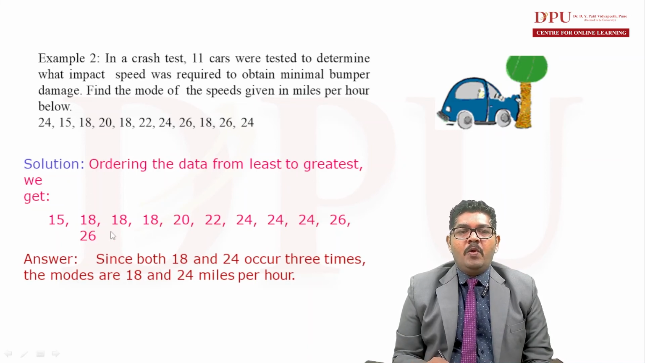So from this data we can understand that 18 appears 3 times, and 24 also appears 3 times. So this particular data set has two modes, 18 and 24, and therefore this data is called bimodal, right? Because there are two mode values, it is called bimodal.